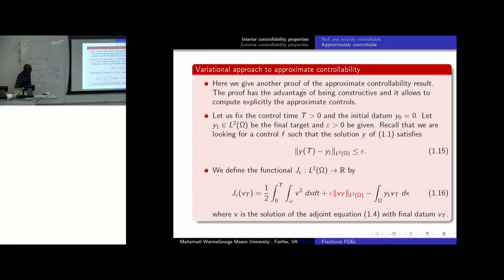Now let us define the functional G_epsilon from L2(omega) to R by G_epsilon of V_T equals 1/2 the L2 norm squared of V restricted to the control region, plus epsilon times the L2 norm of V_T. That is not a misprint: it's not the L2 norm squared, it's epsilon times the L2 norm of V_T, not squared. And minus the integral over omega of y1 V_T. Here V is the solution of our dual system with final datum V_T. Then we define this functional.